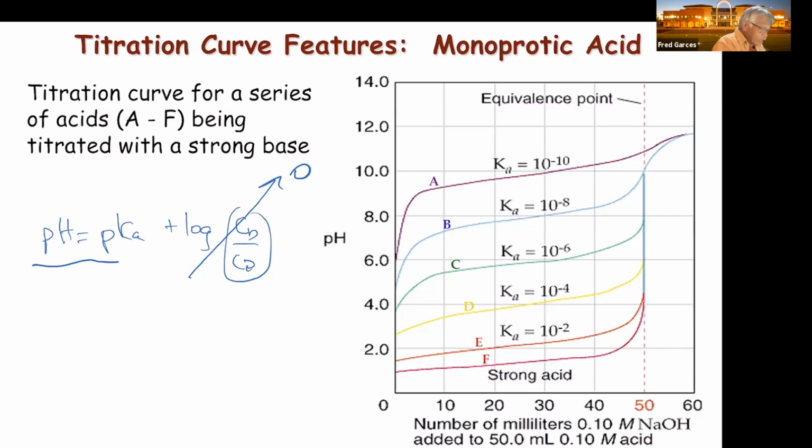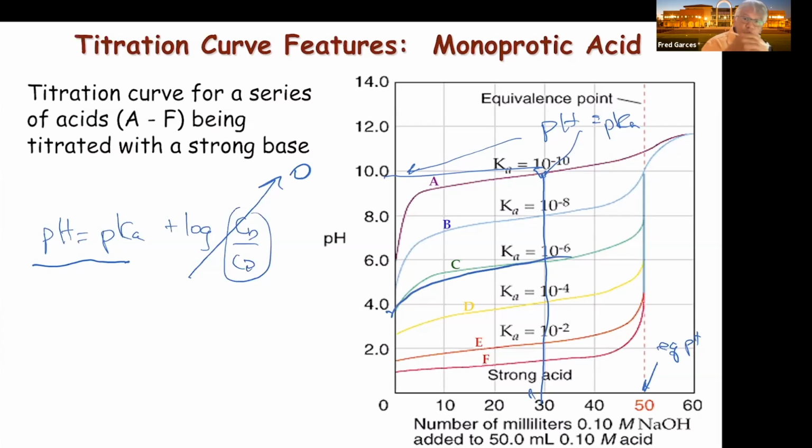So what you can do is you can look at this curve right here and you can say that, okay, if this is my equivalence point, then halfway to that, right around here, that pH that you read right here is equal to my pKa. So for curve A, the pKa would be 1 times 10 to the minus 10. For curve C, you just want to look at the halfway point. That pKa is going to be 1 times 10 to the minus 6. Okay. For curve D, that pKa will be 1 times 10 to the minus 4.